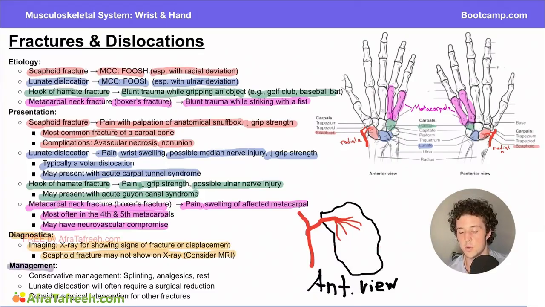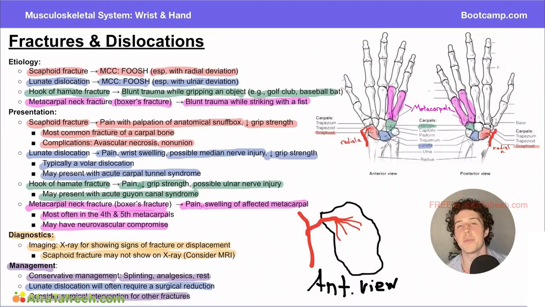And finally, let's talk about management of these cases. So, of course, as always, we'll opt for conservative management first, splinting, analgesics, and rest to address the pain of the patient. And now most of these are fractures, but that dislocation of the lunate will often require a surgical reduction to put it back into place. And of course, the other injuries may warrant surgical intervention if they are refractory to conservative treatment.